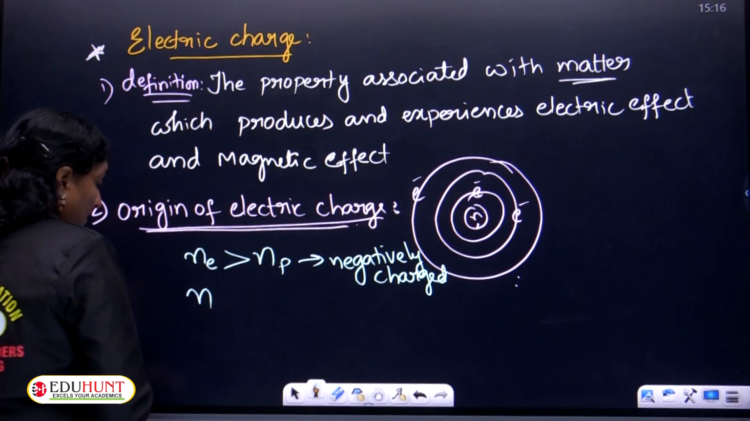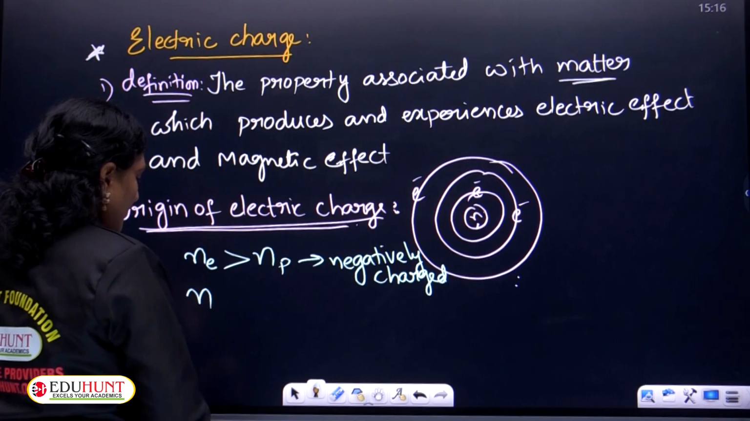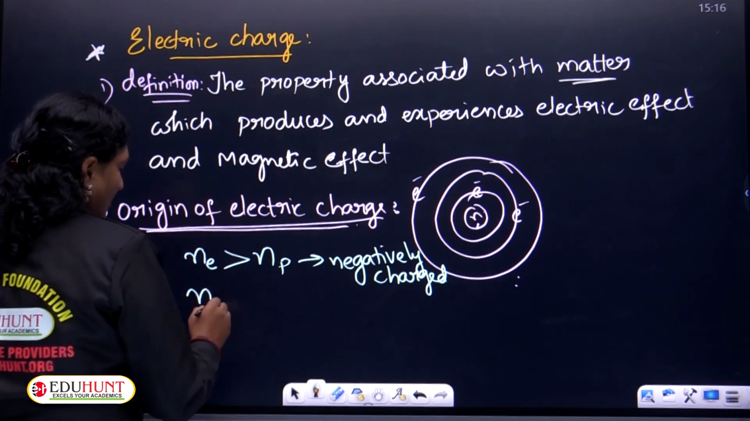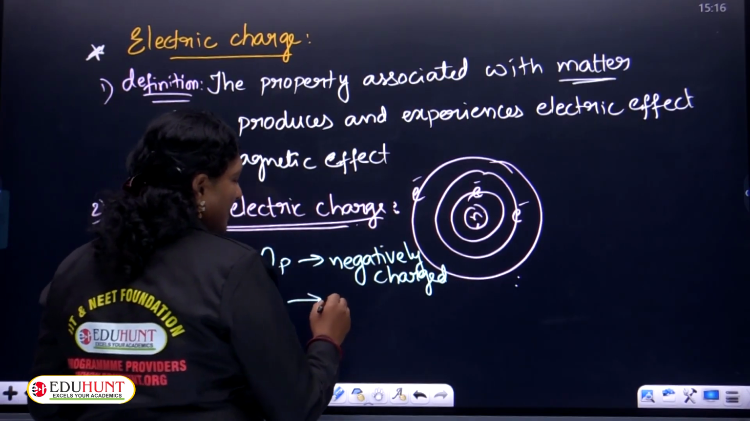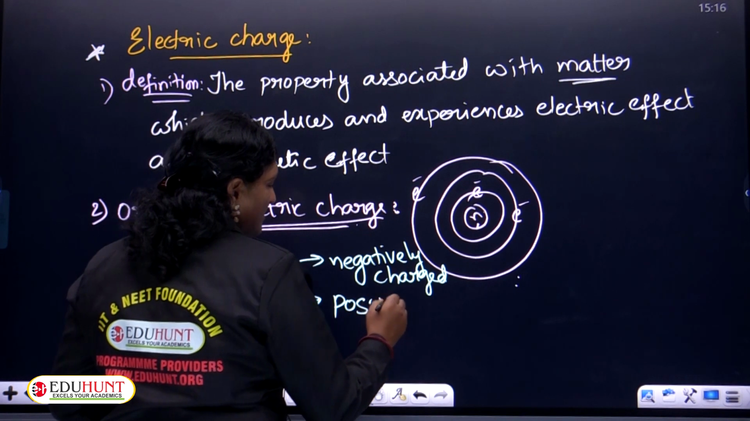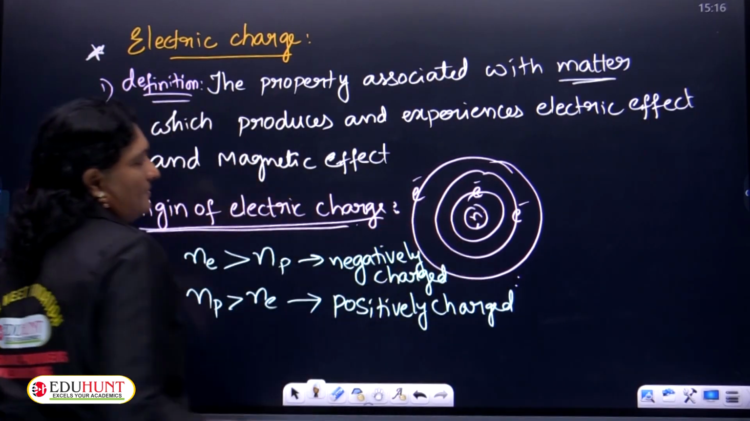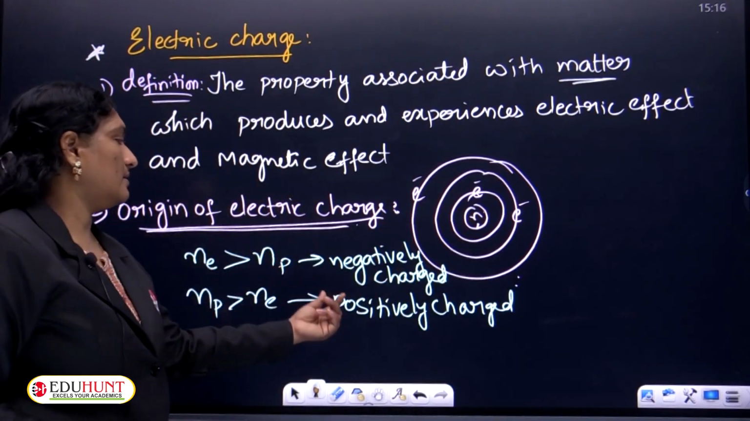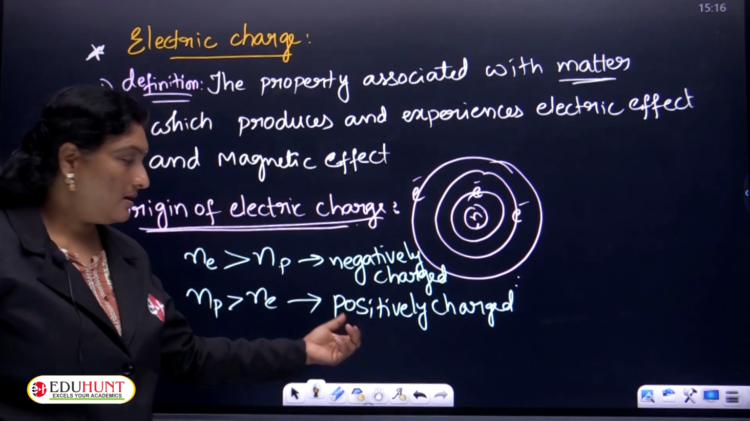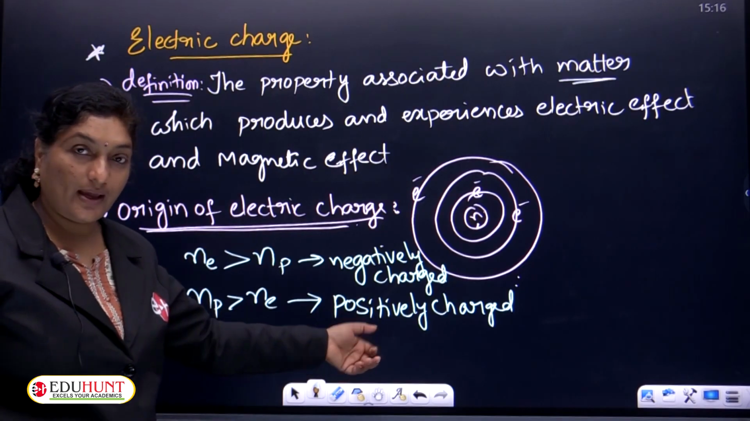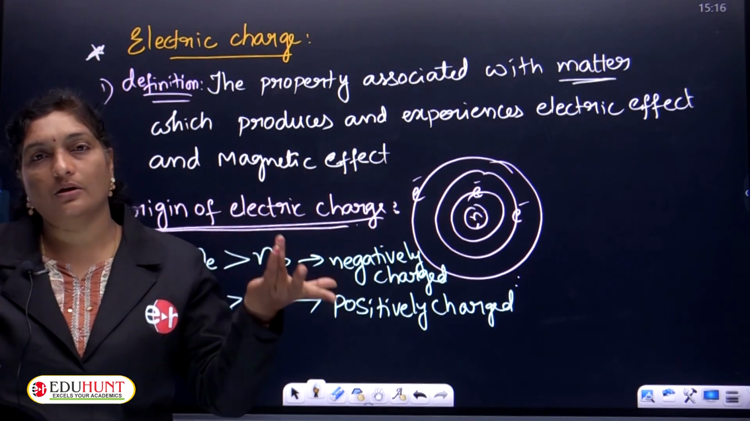Similarly, whenever we observe that, okay, in an object the number of protons is more when compared to the number of electrons, then we say that the object is positively charged. So during this process, the object which loses its electrons will be positively charged. Okay, as the electrons have been removed, some amount of mass is also removed.